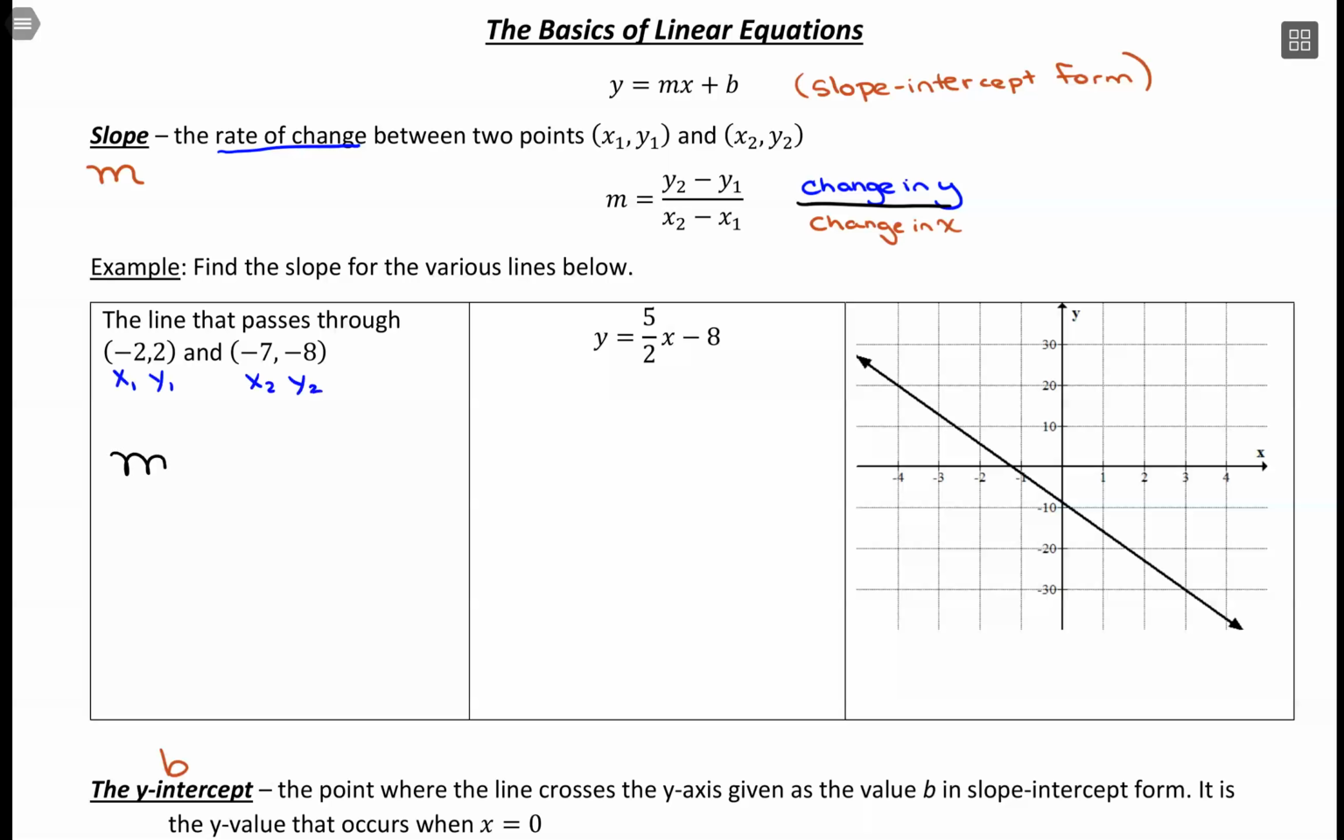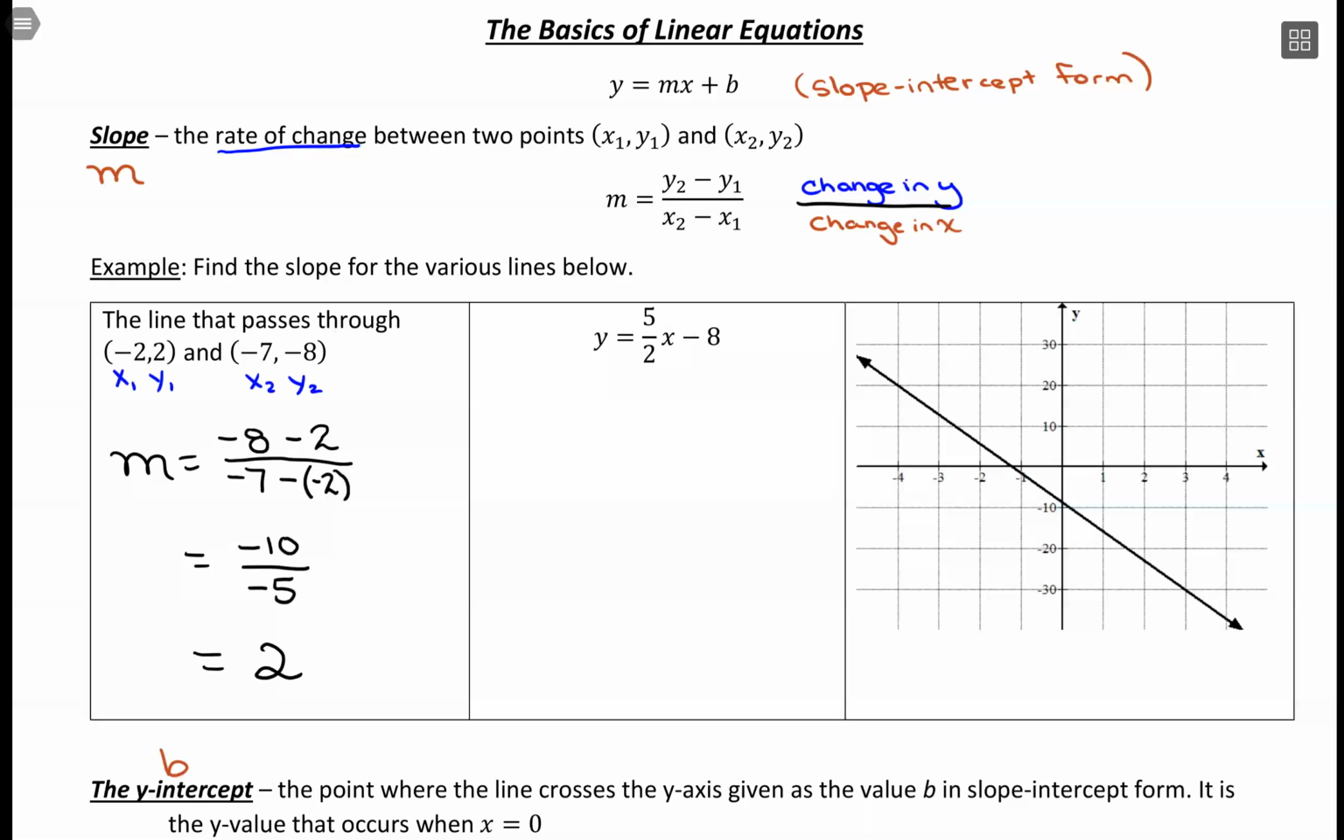So for slope, I would take y2, which is -8, minus y1, which is +2, and then divide that by x2, -7, minus x1, which is a -2. So when you're plugging in negatives for that second spot, be sure you have subtraction of the negatives, so using parentheses can help there. So in the numerator, -8 minus 2, so -10, over -7 plus 2, so -5. So that's going to be a +2 slope, and that all simplifies down.